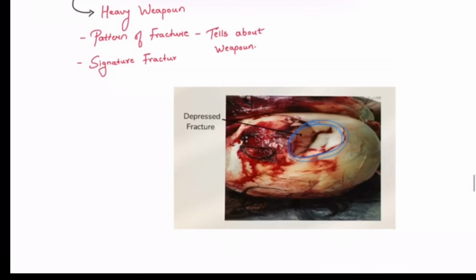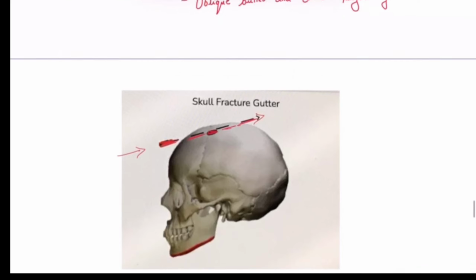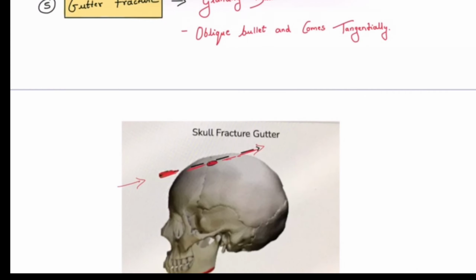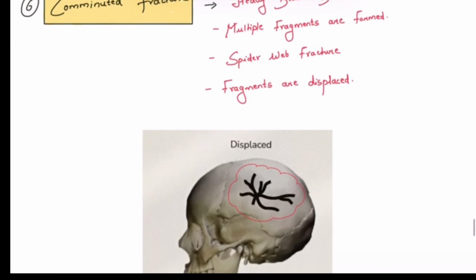In gutter fracture, it is very simple to identify as the bullet is passing tangentially and touching the bone of the skull and passing. And comminuted fracture is a spider web like fracture, or you will get many fragments in this fracture, so you can identify it very easily.